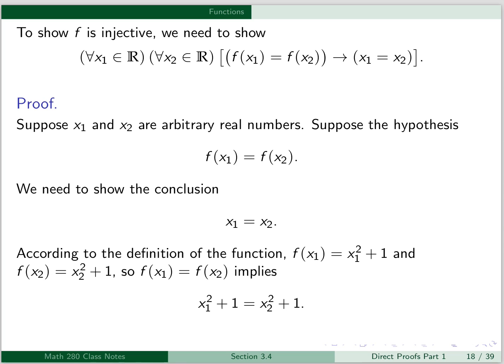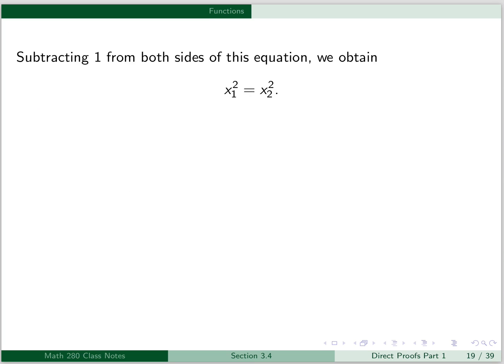According to the definition of the function, f of x1 equals x1 squared plus 1 and f of x2 equals x2 squared plus 1, so the hypothesis f of x1 equals f of x2 can be rewritten as x1 squared plus 1 equals x2 squared plus 1. If we proceed as before, we would start by subtracting 1 from both sides of this equation to obtain x1 squared equals x2 squared. In the last example, we had x1 cubed equals x2 cubed, and we took the cube root of both sides at this point in the proof.